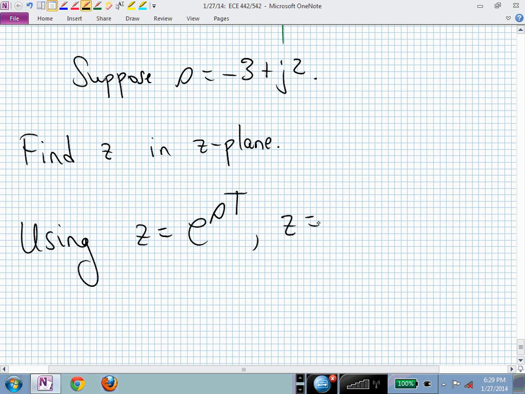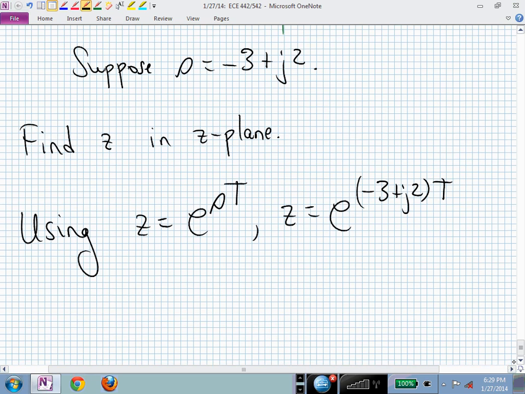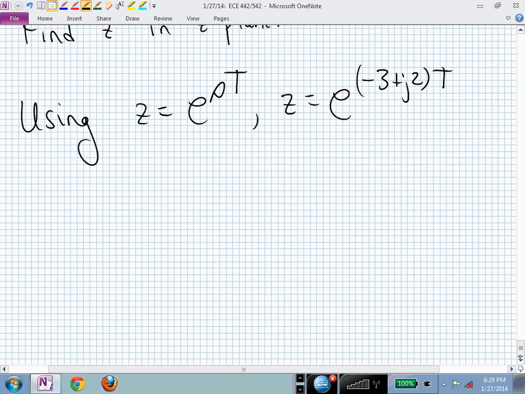So z now is equal to, for our particular choice of s, e to the st, and that's e to the minus 3 plus j2 times t. Well, exponents, we can distribute that t among the two pieces in the exponent, and we can break that z into two pieces, meaning z is now equal to e to the minus 3t, and it's also e to the j2t combined.